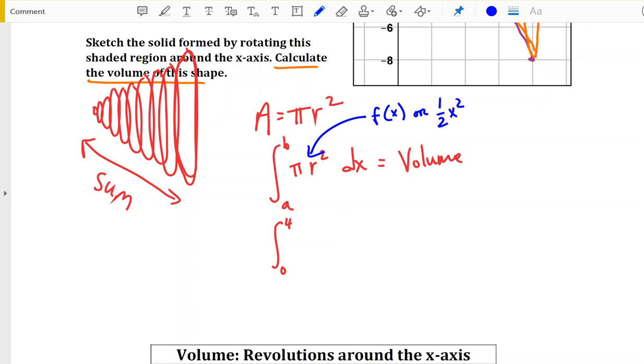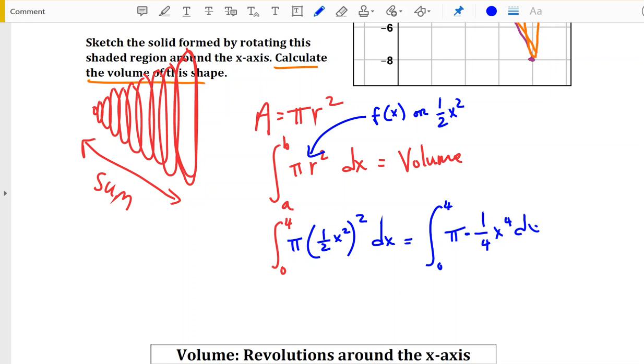So that means if I want to find this volume, I'm going to do pi times our radius, which is 1/2 x squared, and I'm going to add up all of those circles. This gives us the equation that we can use to actually calculate our definite integral. We get pi times 1/4 x to the 4th dx, and then we would just solve for here. The definite integral is going to be pi over 20 x to the 5th, and we're evaluating from 0 to 4. The 0 doesn't matter because that equals 0 when you plug it in, but we do want to plug in our 4. Pi over 20 times 4 to the 5th power.